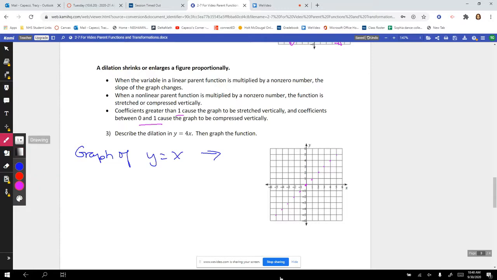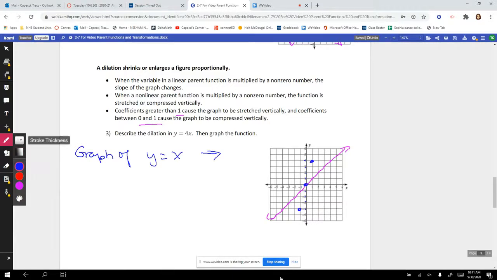Right, that's our parent function. So I'll sketch that very quickly just so you can see. Now, if we were to graph y is equal to 4x, we would have our 0 here. My slope is up 4: 1, 2, 3, 4 over 1. I can go down 1, 2, 3, 4, down 1. So you can see the slope is definitely steeper here.